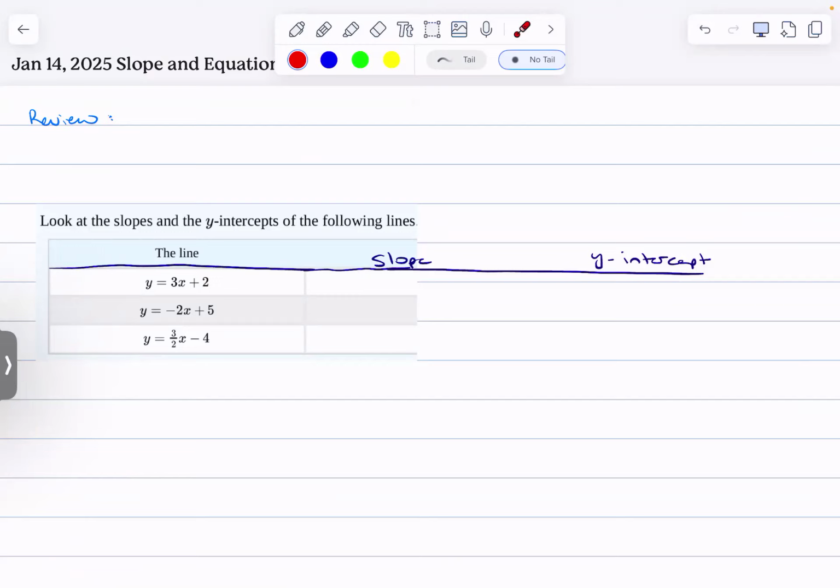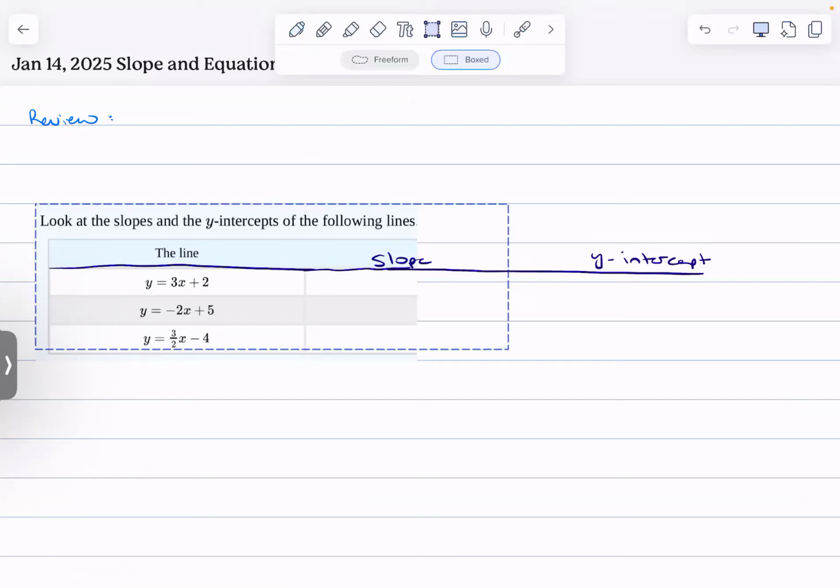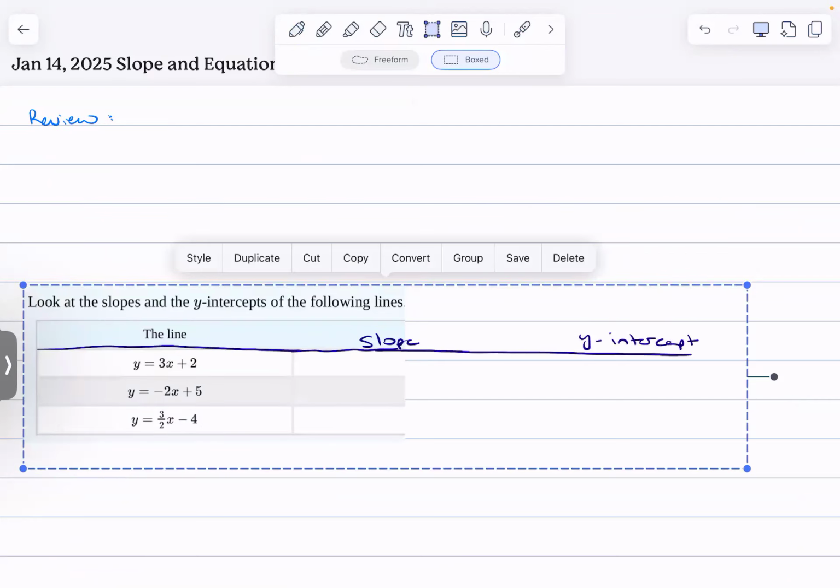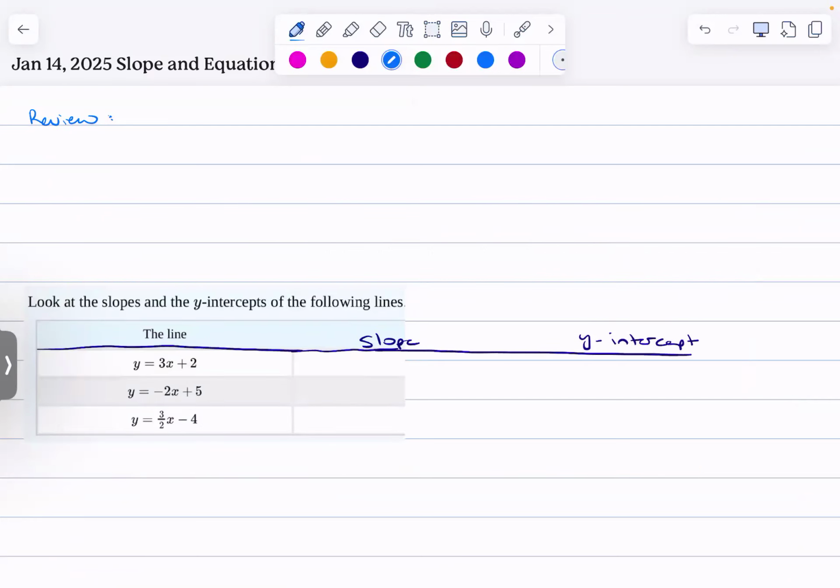So just a quick review, because I've also got this little exercise that we'll do as review. We started talking about lines, and we're just going nice and slow, potentially too slow. That's okay, just warming up.